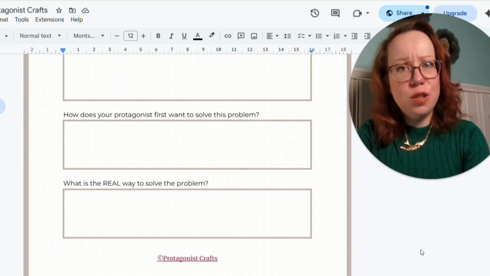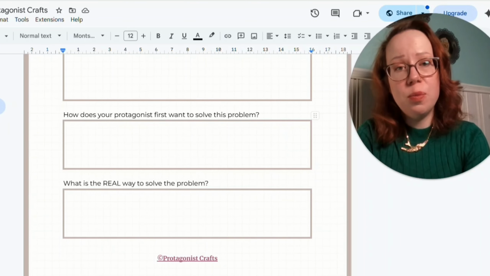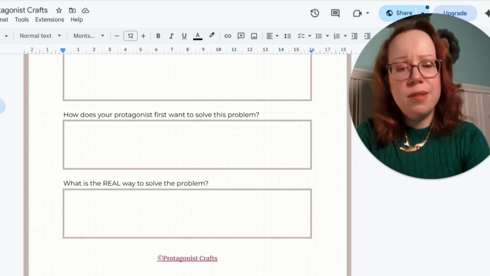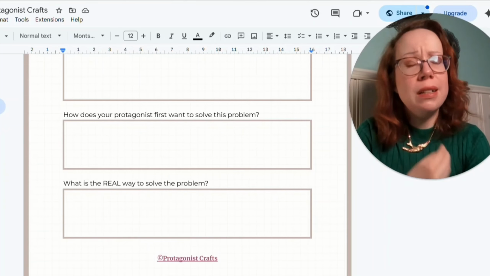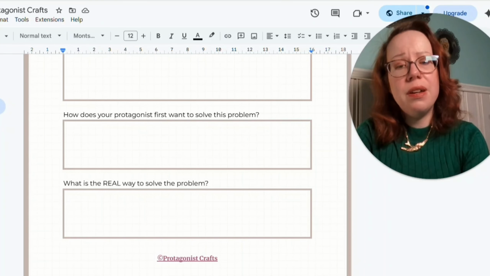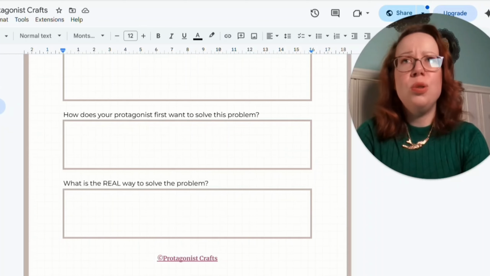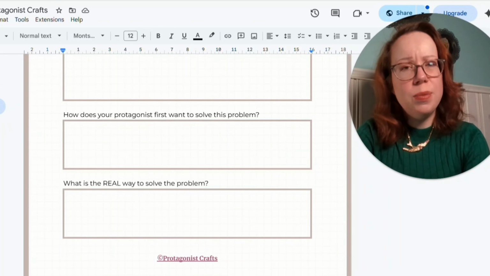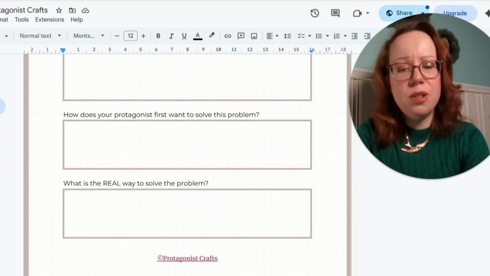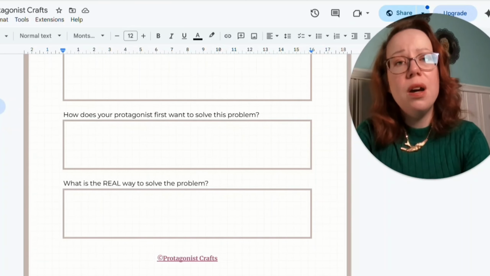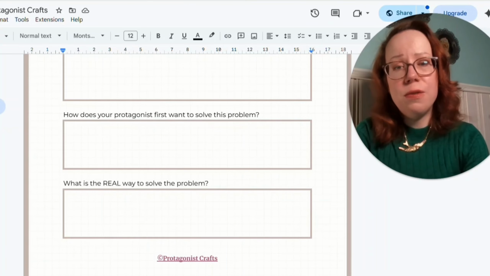So, how does the protagonist first want to solve this problem? This will be influenced by what kind of person they are, what kind of person they believe they are. Again, their strengths and flaws. What are they good at? What do people say about the world? What kind of misconceptions or conceptions this person has about themselves, about the world, about the other people, about the problem? All kinds of things have an influence on this.